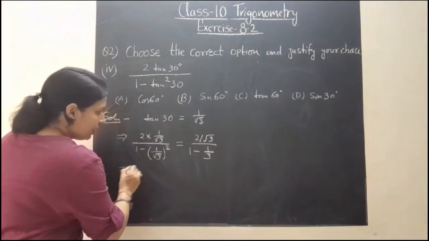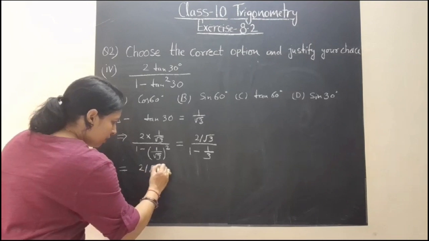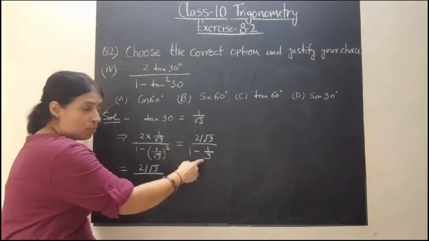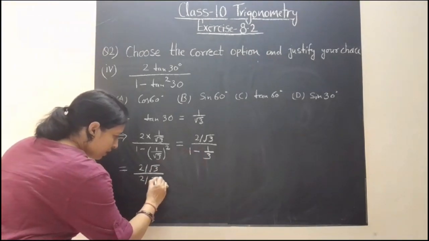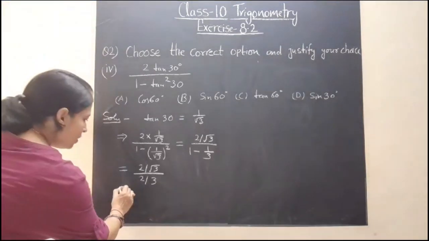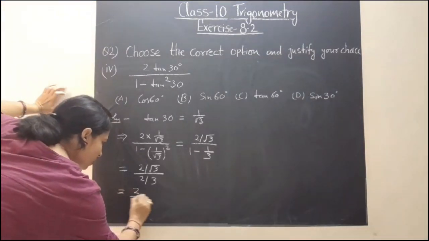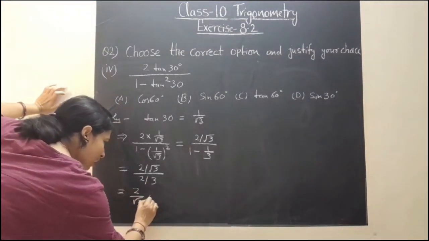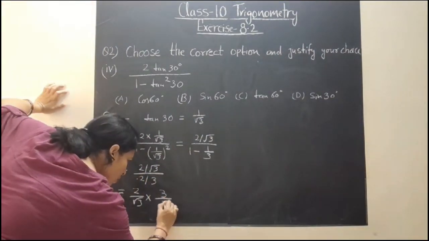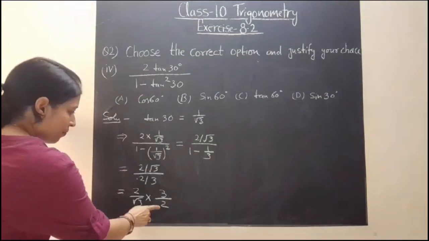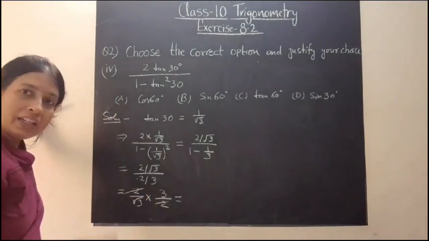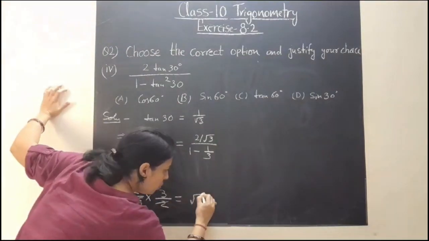So we can write 2 by root 3 divided by 3 minus 1, 2 by 3. This one is also division of 2 fractions. So write here first fraction 2 by root 3, then multiply it by 3 by 2. Okay, so this 2 will cut, and when 3 is divided by root 3, it will come root 3.